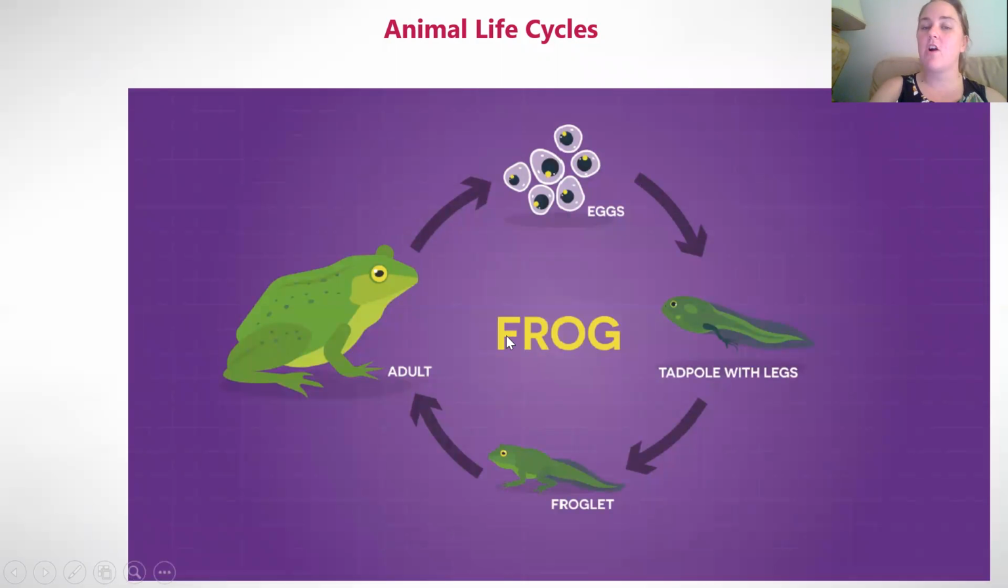All right, the life cycle of a frog. It starts as eggs, then it becomes a tadpole with legs, then it becomes a froglet, then it becomes an adult.